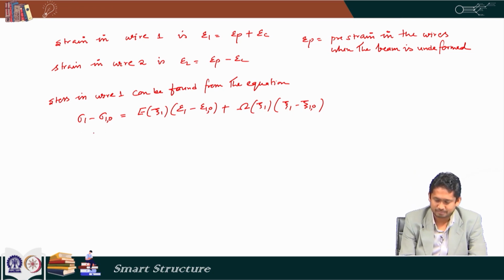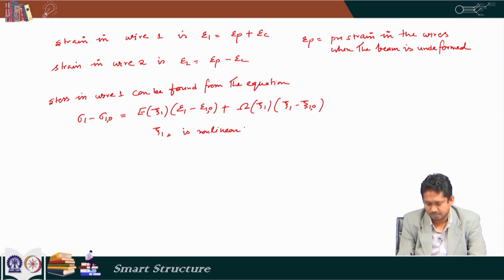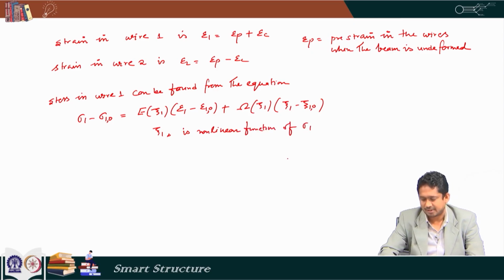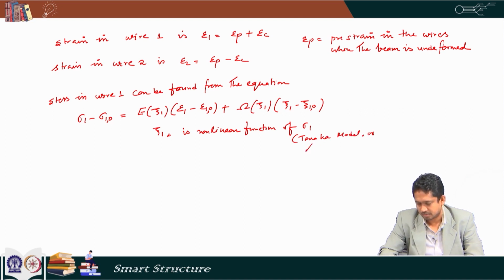and they are related through this constitutive relation. Again, we know that this equation is a highly nonlinear equation, because this xi 1 is a nonlinear function of sigma 1, and we can use the Tanaka model, or Liang and Rogers model, or Brinson model, whatever model we use.